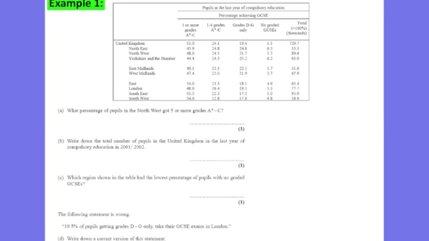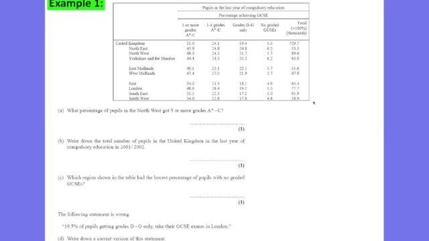Example number 1. The table here shows a part of a larger table that shows the examination achievements by pupils in 2001 and 2002. Here on the left-hand side, we have a number of regions. And across the top here, we have the percentage achieving different classifications of GCSEs. We have 5 or more grades A star to C, 1 to 4 grades, D to G grades only, and the percentage of pupils achieving no GCSE grades. Here we have the total in thousands.